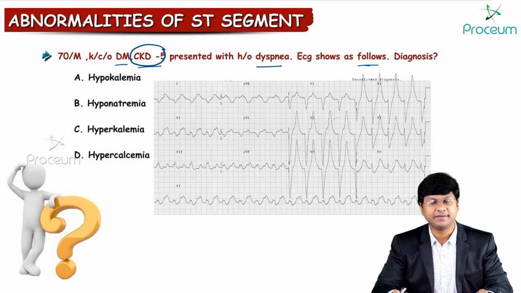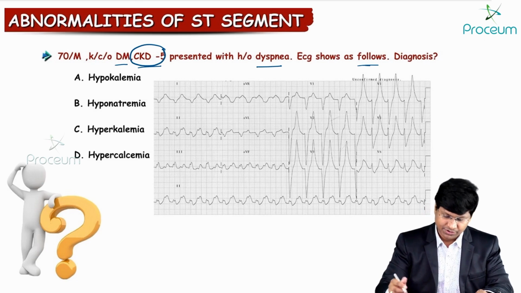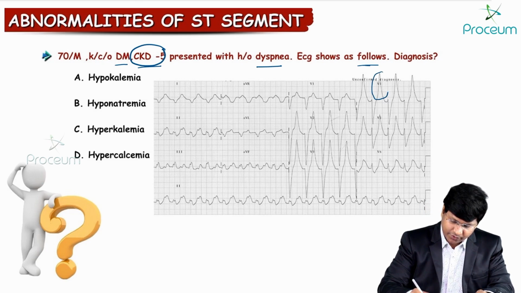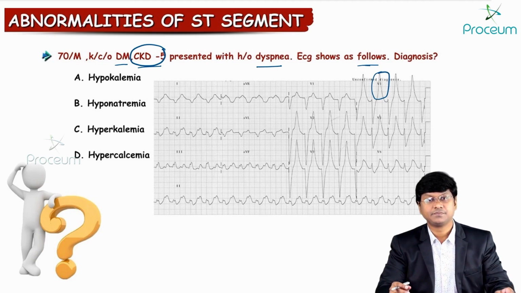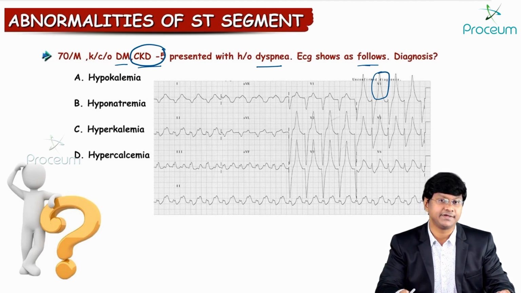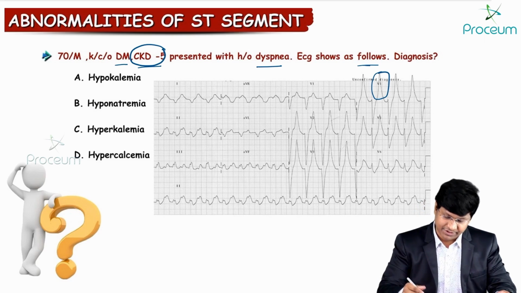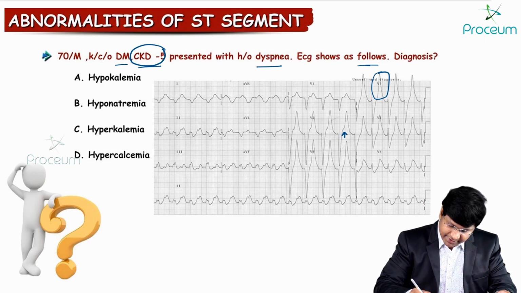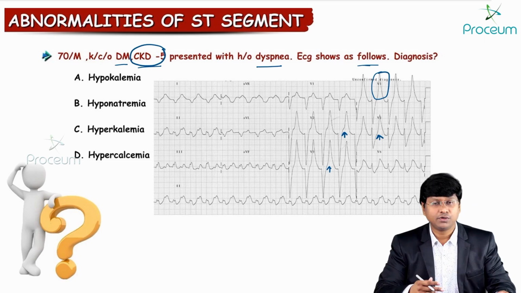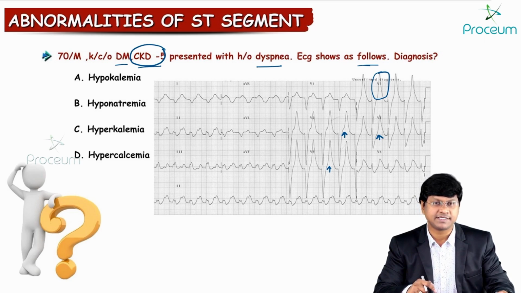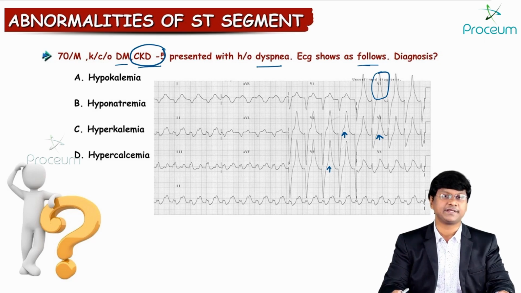Now in case of hyperkalemia, what will be the ECG changes? You can see that there is presence of tall tented T waves. Right, there is presence of tall tented T waves. And the other important point is, in patients with hyperkalemia, you also have the ST segment elevation. So you can make out here that there is presence of ST segment elevation. Okay, so in the mnemonic, the first letter was electrolyte abnormalities. And in which electrolyte abnormality will you have this ST segment elevation? That is in case of hyperkalemia.